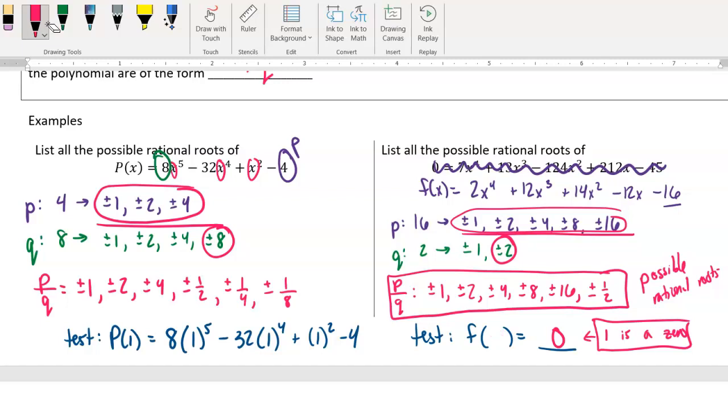And if it's not 0, then it's not a 0 of the polynomial. It's not a root. It's not an x-intercept. All right. So with that, go ahead and start working on your assignment for lesson 3.6.